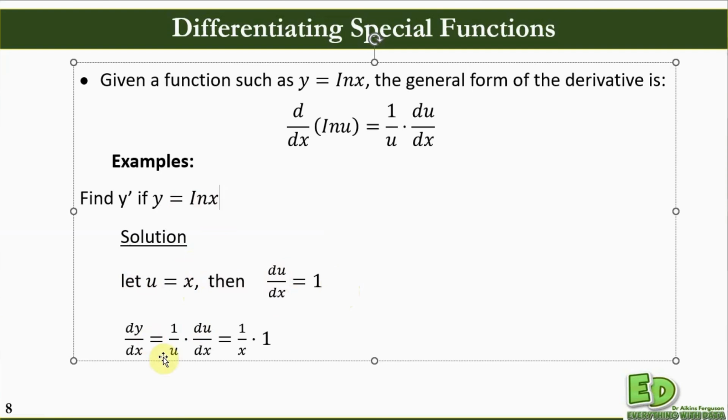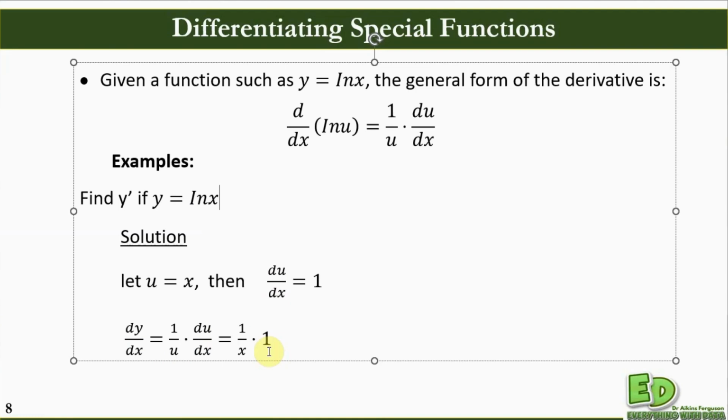So back into the formula, it says dy over dx is equal to 1 over the function times the differential of that same function. The function here is x. So 1 over x times the differential of x, which is 1. And that will give us 1 over x, which is simply telling us that the differential of the natural log of x is 1 over x.